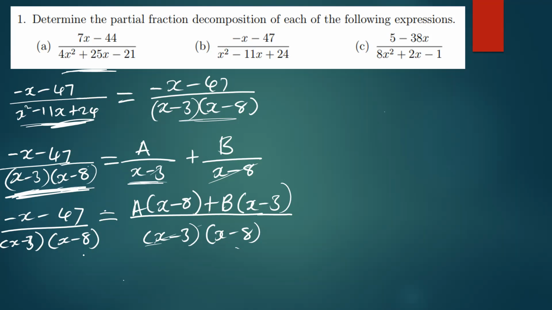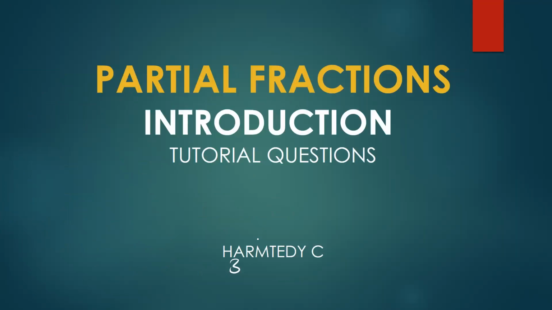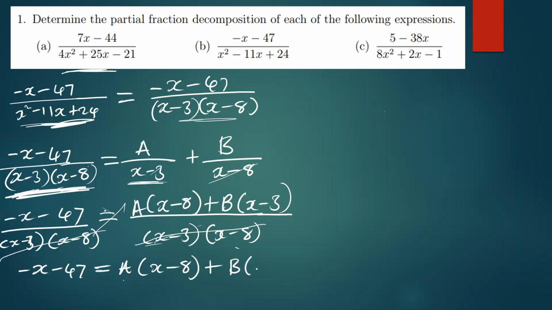Mathematically, if you simplify this, you do the cross multiplication there, you discover that this and that will cancel. So you just remain with negative x minus 47 being equal to a, open brackets, x minus 8, and then plus b, open brackets, x minus 3. So this is what you're going to remain with. Having done this, you can now start finding the values of a and b.